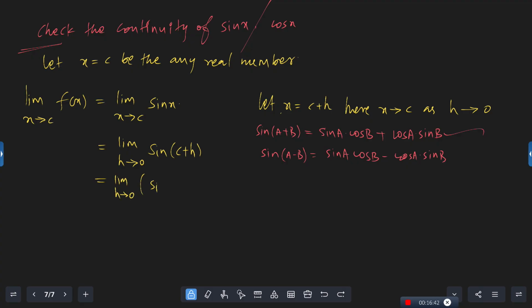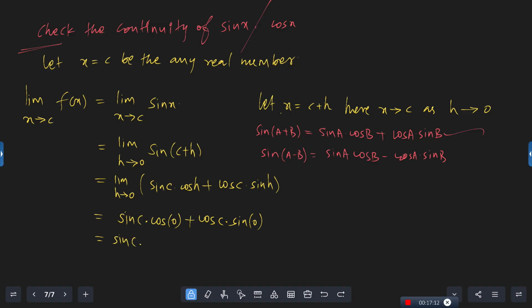What is that? Sin a means sin c, cos b means cos h, plus cos c into sin h, you will be getting. Now you apply the limit for both. H tends to 0, so sin c, let it be, into cos h, cos approaching 0, and here cos c into sin h, in the sense h value 0. Now what am I getting? Sin c, let it be.